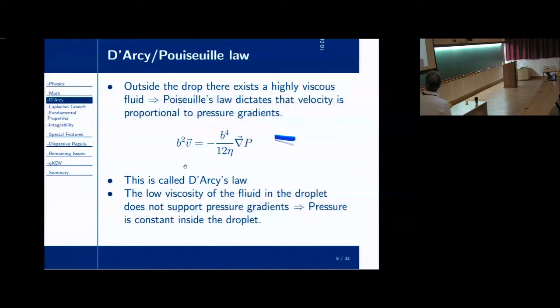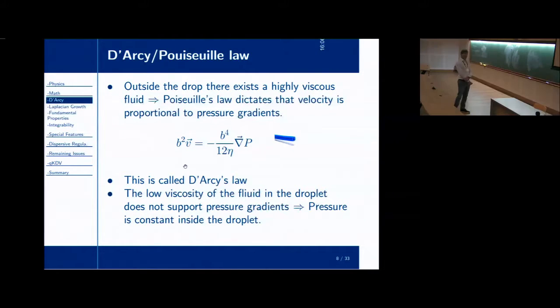Inside the droplet, the low viscosity fluid, which displaces the high viscosity fluid, has hardly any pressure gradients inside. It obeys the same law, but since the viscosity is much lower, the velocity gradients become much smaller. So we can disregard any pressure gradients inside the droplet and assume simply that the pressure is constant inside the droplet, and outside the droplet, the pressure dictates the velocity in this manner. This is the basic hydrodynamic setup for the problem.